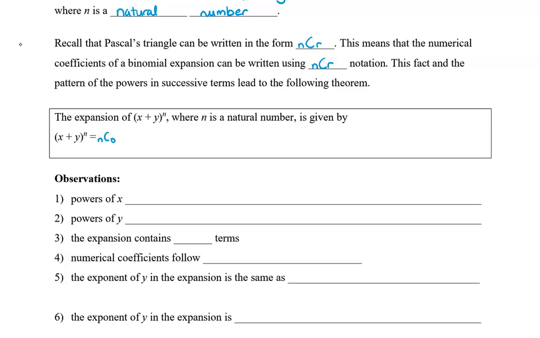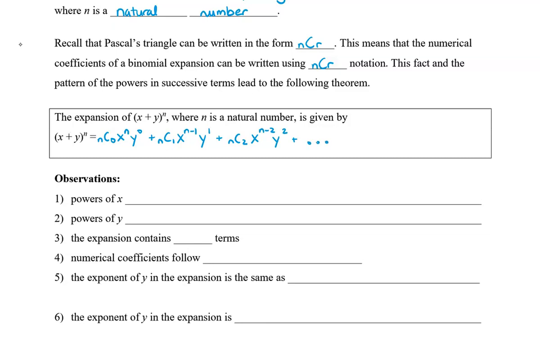nC0, that's the first number in Pascal's triangle, and then we have x to the n, and then y to the 0. Plus nC1, the next value in Pascal's triangle, and then we have x to the n minus 1, because the exponent is decreasing, and the y exponent starts increasing, so we have y to the 1. Plus nC2, and then x to the n minus 2, y to the 2. Plus, and then dot, dot, dot.